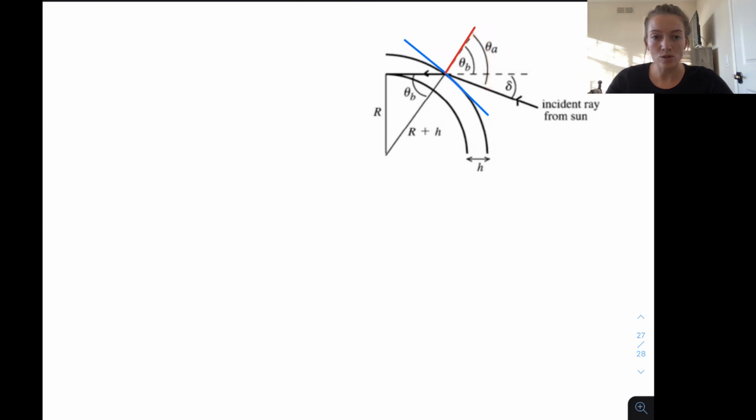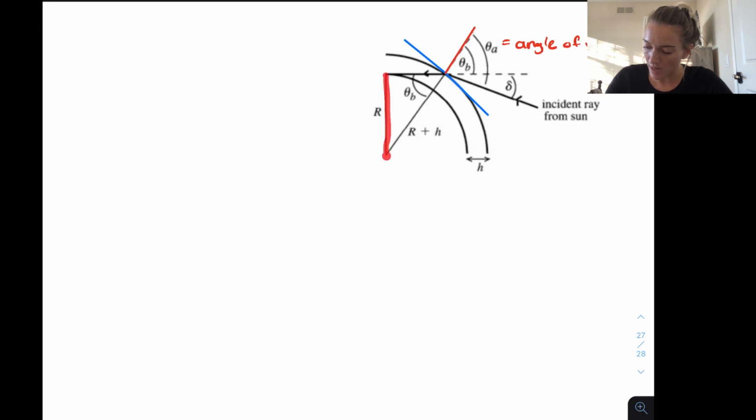Theta A is going to be our angle of incidence, right? Because this ray is coming in here, so we measure it from the normal to the surface. So theta A is our angle of incidence. And then theta B here is this angle. So once this ray comes in here and bends when it enters the atmosphere, it makes a little triangle here.